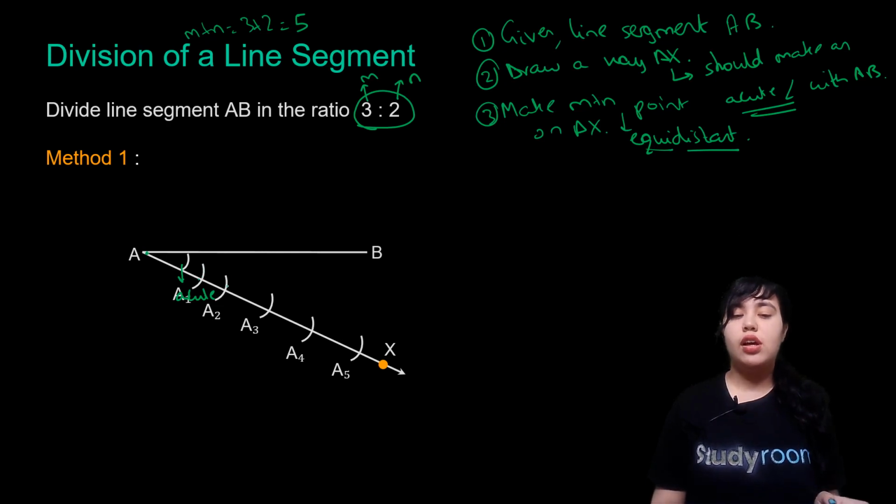Keep your needle over here and cut an arc. Repeat this for each point. That way you get how many points? A1, A2, A3, A4, A5. So you get 5 points that you've plotted because you had to make M plus N points.